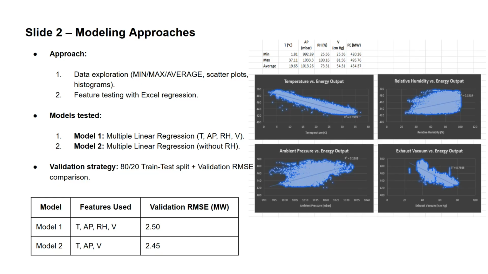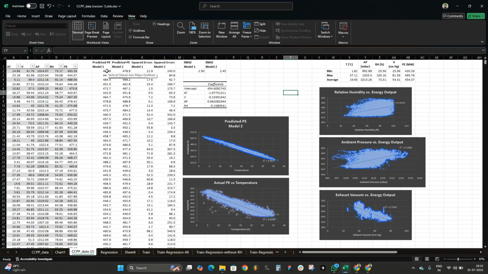One, a multiple linear regression including all the features, and two, a simplified model excluding relative humidity. I used an 80-20 train-test split and calculated validation RMSE to compare the models. The model without humidity produced a slightly lower RMSE, making it more accurate and simpler. You can see the data, how I calculated the predicted model 1 and predicted model 2, squared errors model 1, squared errors model 2, and then calculated the RMSE of model 1 and 2.